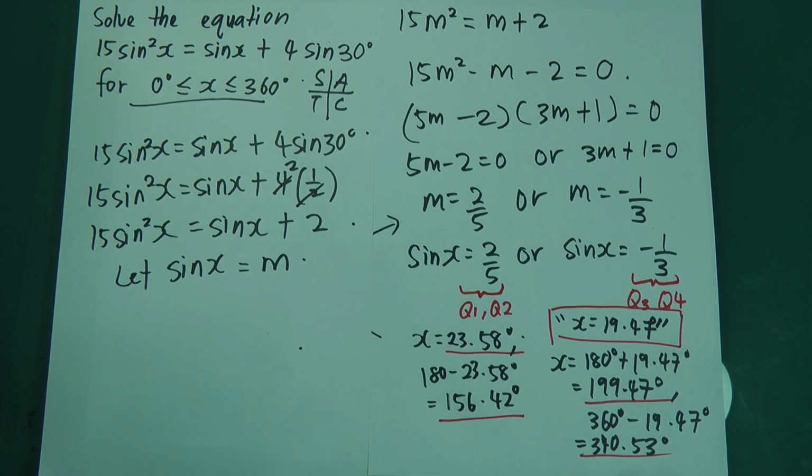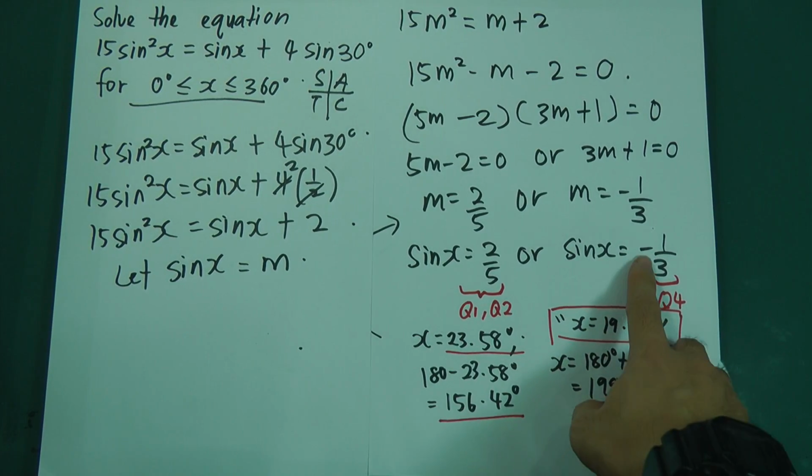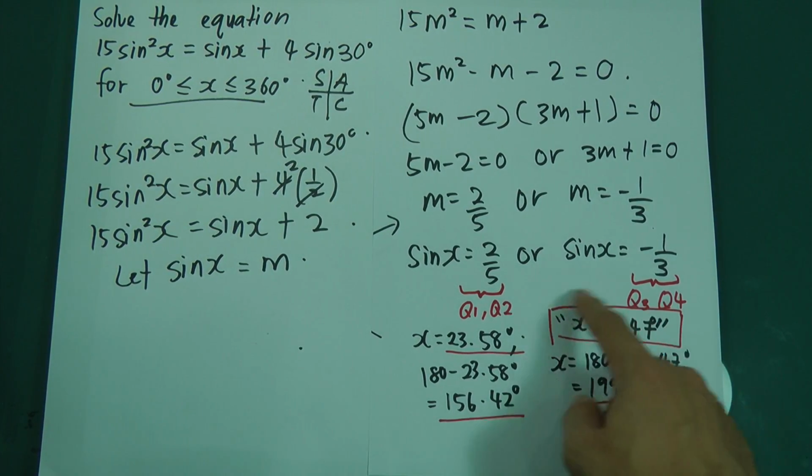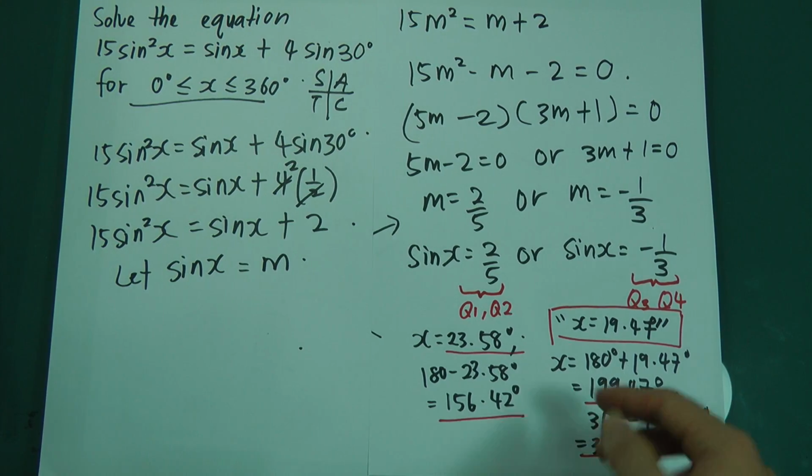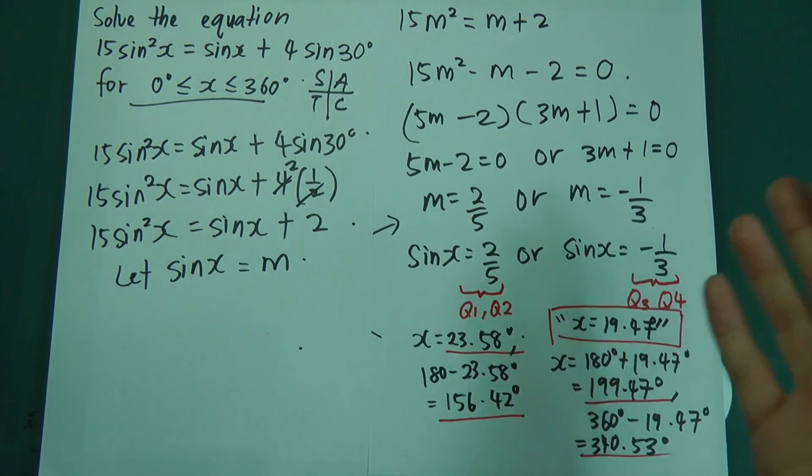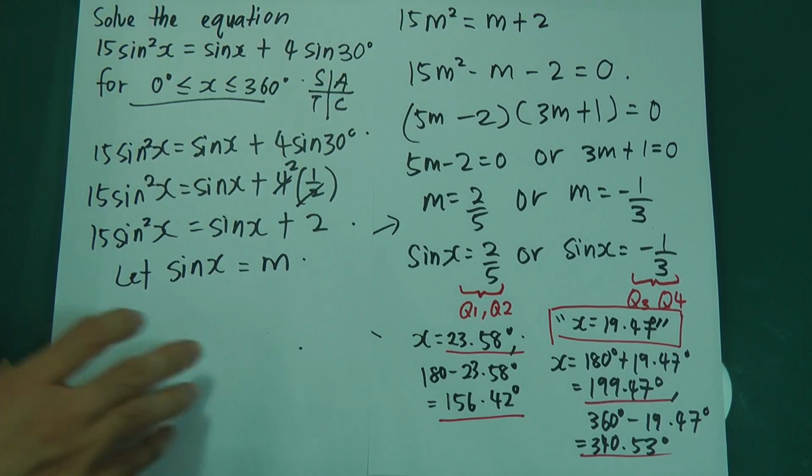So the best way is, when you press the calculator, you don't press negative first. You find out the reference angle, and then you just put it in the quadrant where sine, cos or tangent is negative. Okay, yes, let's have a look at the next question.